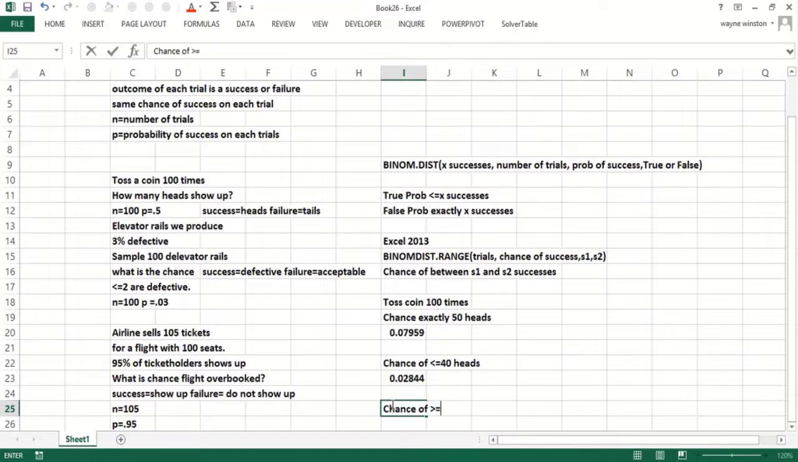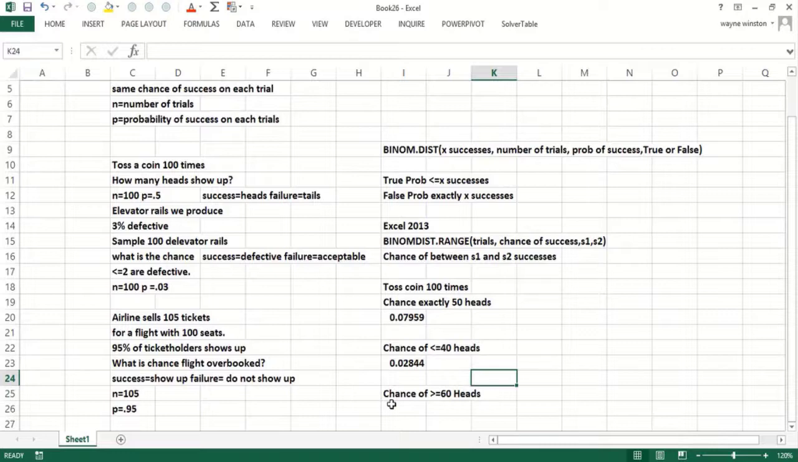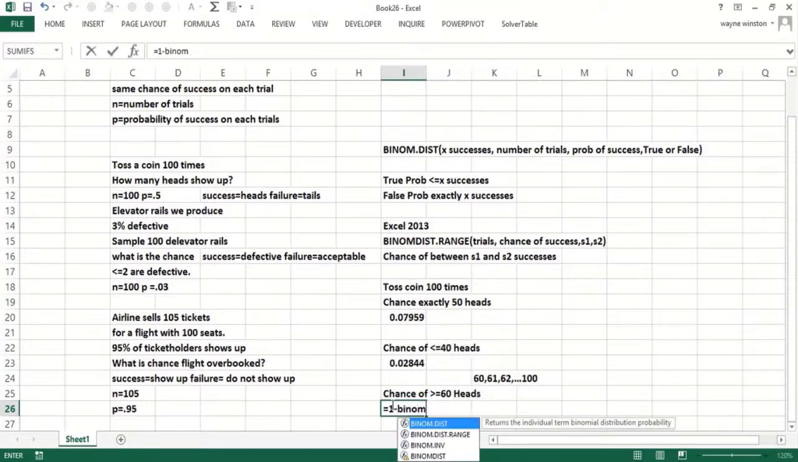Chance of greater than or equal to 60 heads. Now that's a little tricky if you don't have that Binom.DIST range. Okay, if you want the chance of at least 60 heads, that would be 60 through 100. And that's 1 minus the chance of 59 or less, because Binom.DIST does only less than or equal to. So I'd have to do Binom.DIST, and we want 59 or less out of 100, 0.5 chance, and I need the word true there.